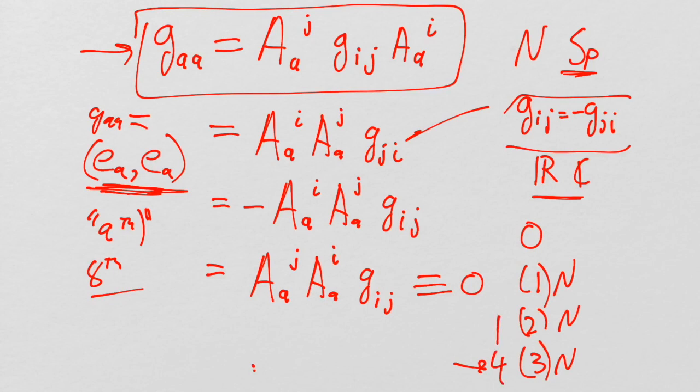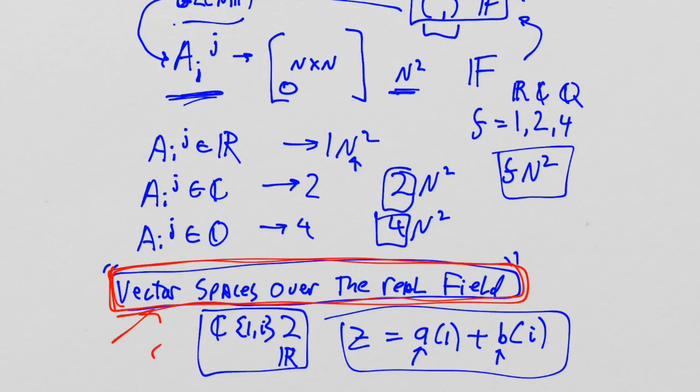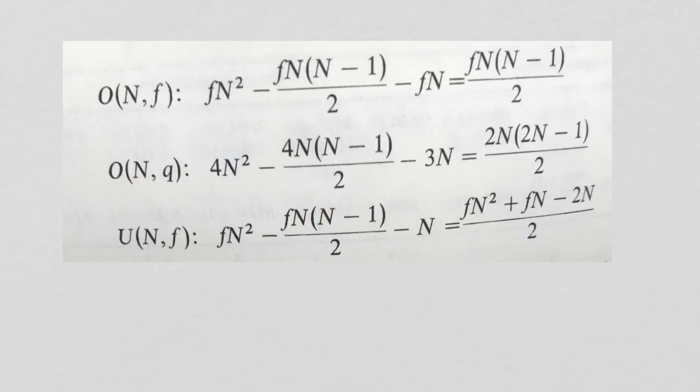Because the quaternions are 4-dimensional when understood as a vector space over the real field, right? But the actual answer is 3. And this is a photograph right out of Gilmore, where he finally adds up all of the degrees of freedom for this orthogonal matrix in n dimensions for f.